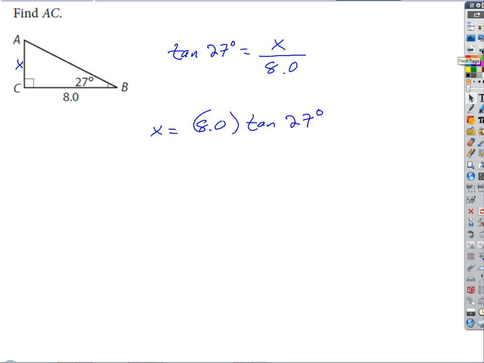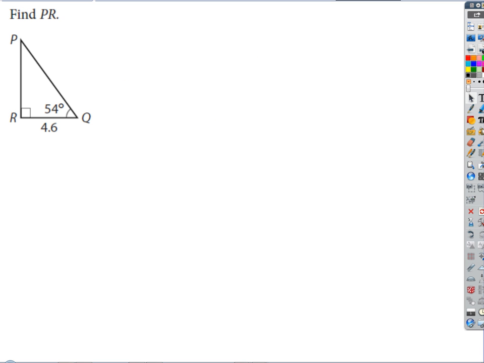Questions? Okay, let's try another one of those. Try this one. Everybody set this up. See if you can set up a ratio here so you can find PR. So draw the picture, add an X for your unknown, and set up a ratio.